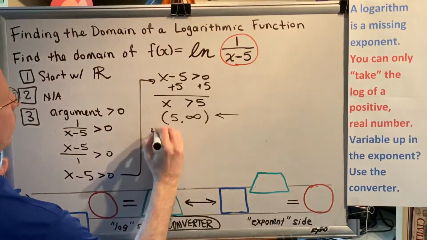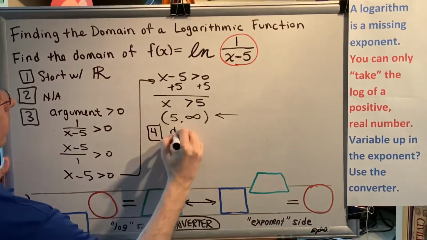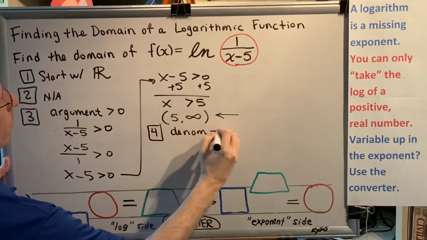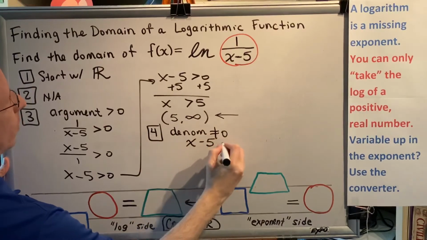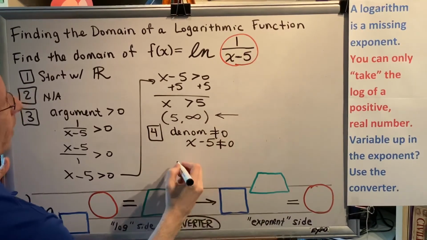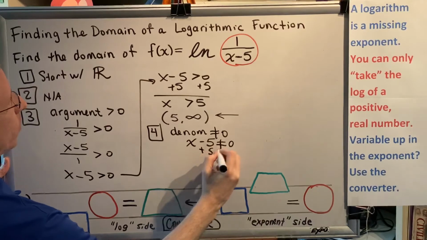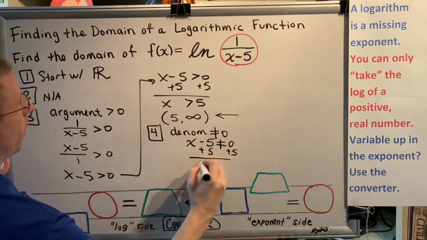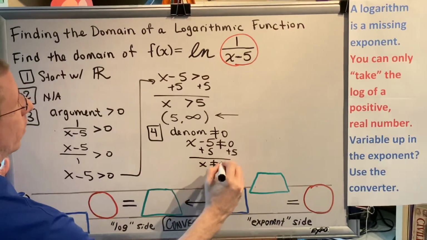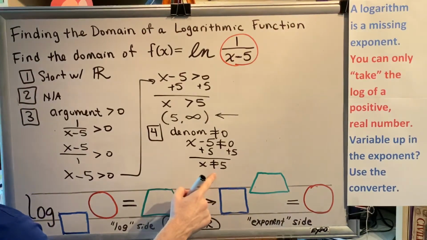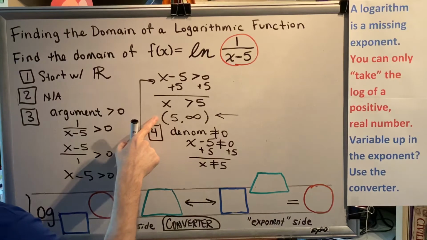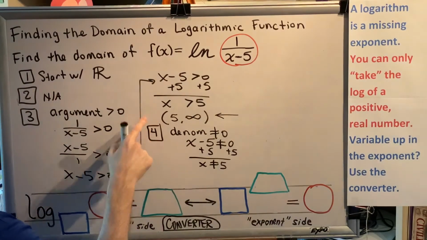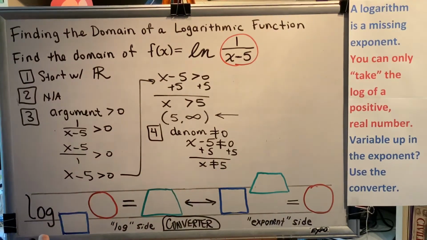Step 4. Denominators not equal to 0. Well, we do have a denominator. It's x minus 5. So x minus 5 is not allowed to be 0. Adding 5 to both sides tells me that x is not allowed to be 5. So I need to remove the number 5 from this interval. However, as we stated previously, the number 5 is not in this interval. Once a number has been removed, you cannot remove it again.